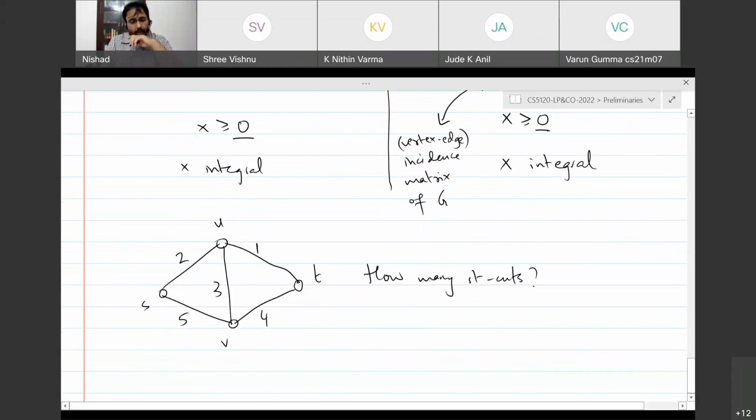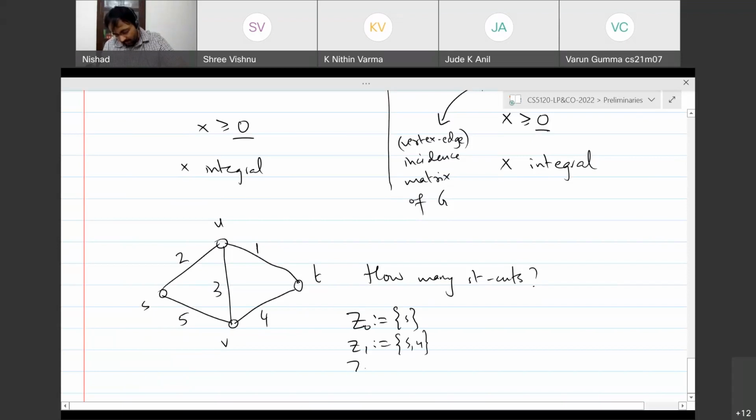Four. Okay, and why is that? So I think it is 2 power n minus 2, where n is the number of vertices. Okay, so in this case, if you're saying 4, what would the 4 cuts correspond to? Can you give me the set Z? One is only S. One is S with U, and S with V, and S with U and V.